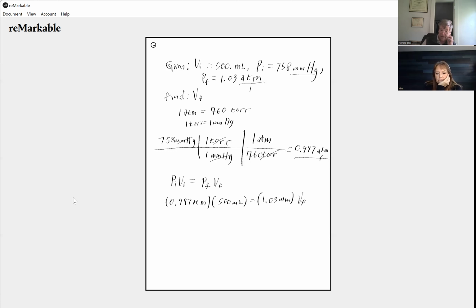Now it becomes a matter of algebra, and how you do your algebra is unique to you. So I'm not going to tell you how to do the algebra here. But basically, we're going to divide both sides by 1.03. I am going to rearrange it because I always like putting the unknown on one side. If you put your units down here, notice we have atmospheres in the numerator and atmospheres in the denominator. They will still cancel, and we are left with the units that we want. So we can still kind of use the factor label method here.